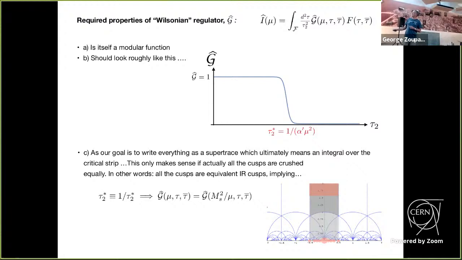There's one final thing, which is that I want to interpret the theory as something where every cusp is playing the same role. I don't want to select a cusp to be my infrared. They're all contributing equivalently, which means that tau 2 star, the cutoff scale, everything should be invariant under modular transformations of that thing as well. So in other words, this function should be invariant when mu goes to m string squared over mu.